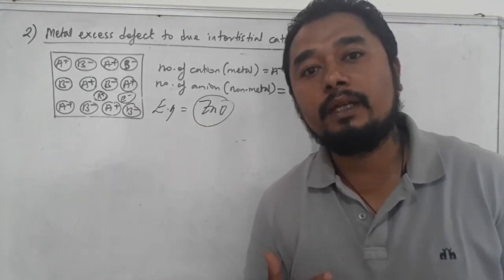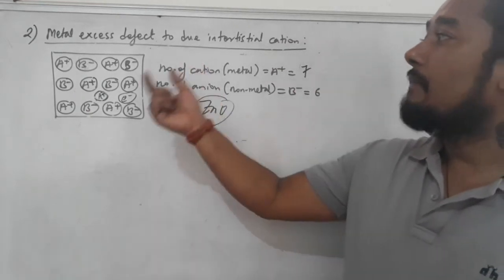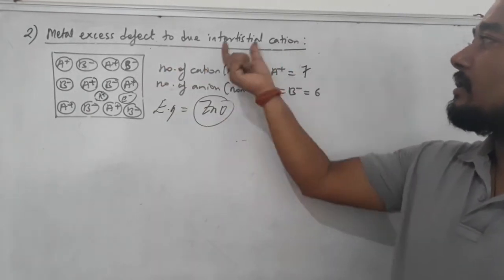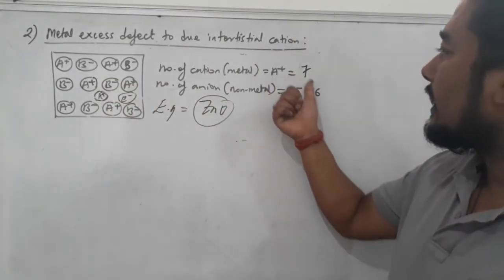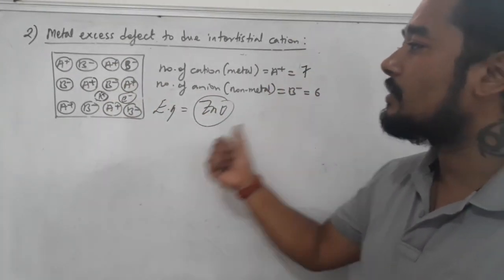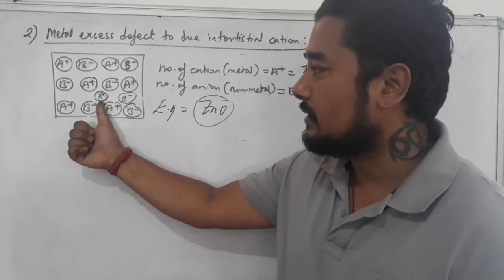So I would like to repeat the definition for the last time. Metal excess defect due to interstitial cation. It is a non-stoichiometric defect in which the number of cation and anion will not be equal, but the defect arises due to extra cation present in the interstitial site.